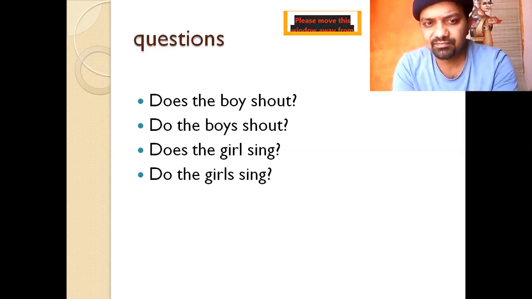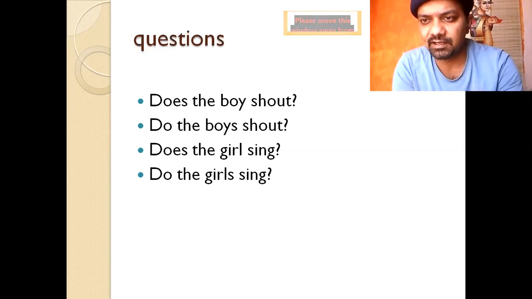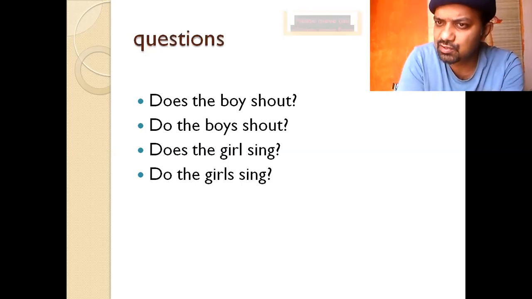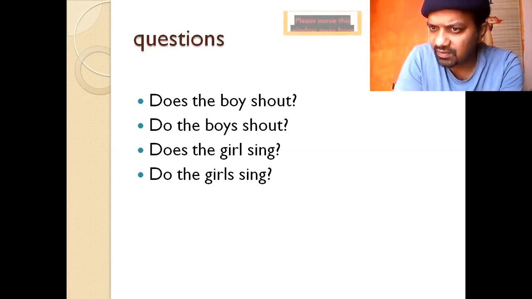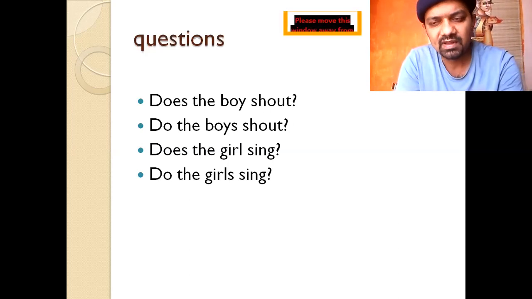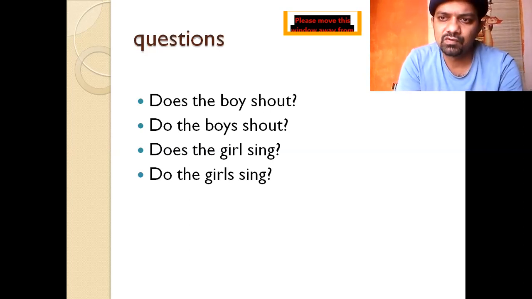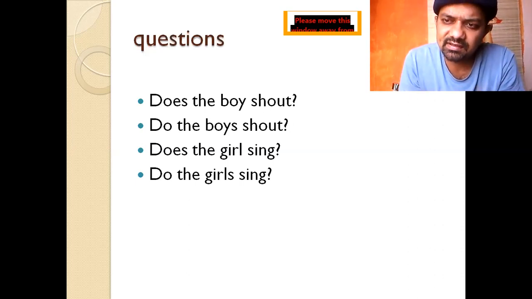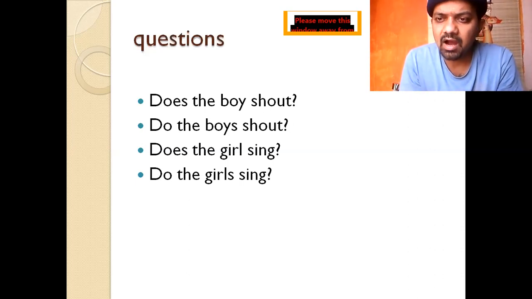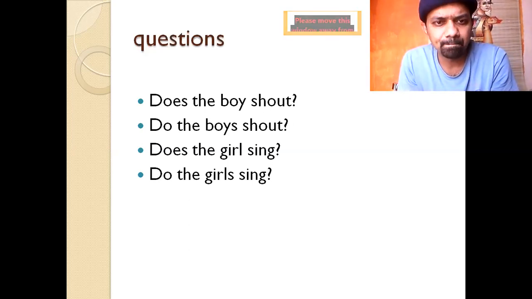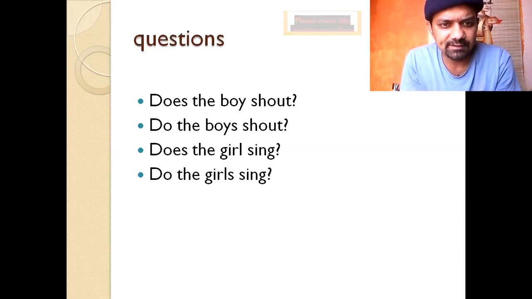Does the girl sing? Do the girls sing? Please observe the difference. With the girl, does is used. With girls, do is used. Girls means they. Girl means she. So the basic sentence structure is: with he, she, it, does; with I, we, you, they, do. So when the substitute takes place, we must be aware of it.